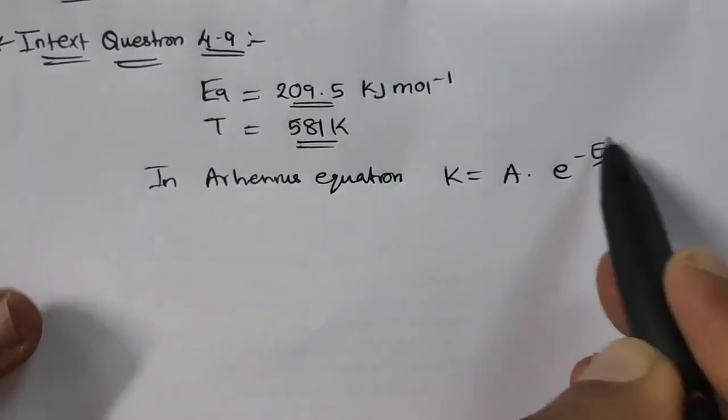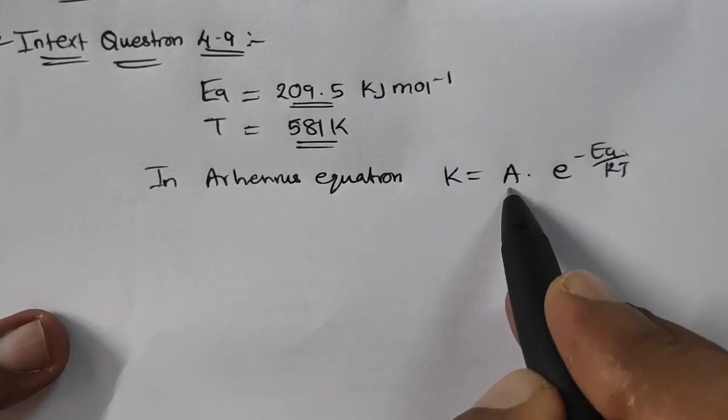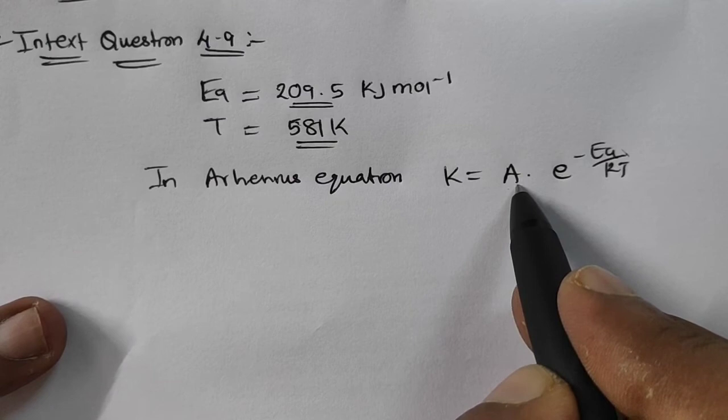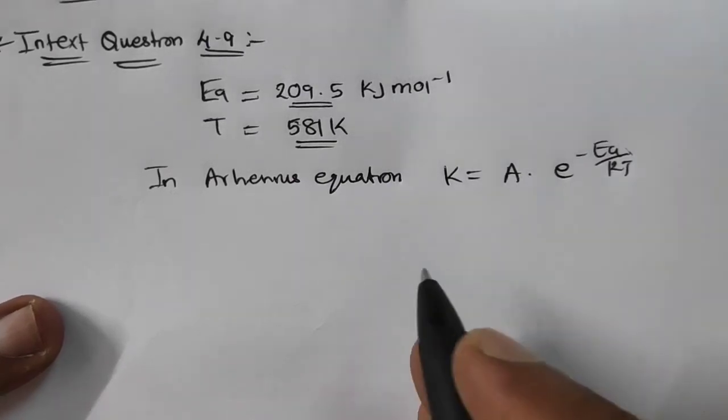So this represents the fraction of molecule. This is the pre-exponential factor. We call it the Arrhenius factor, or also call it the frequency factor. k is the rate constant.